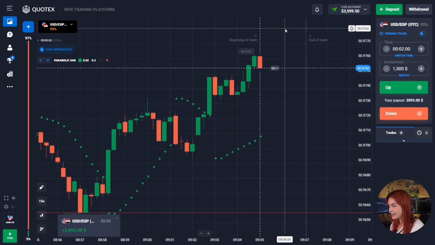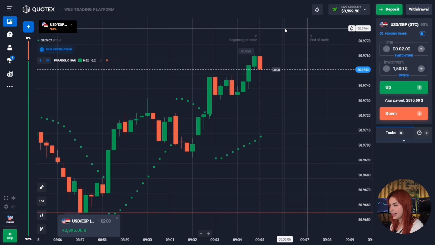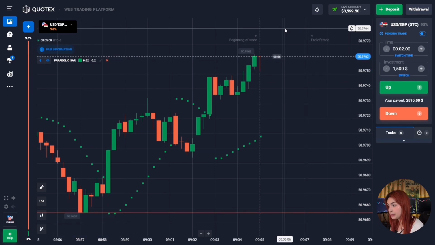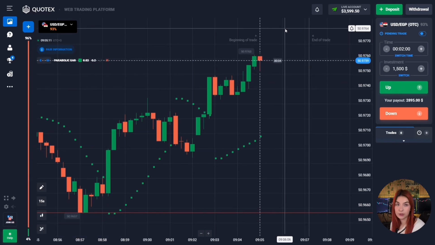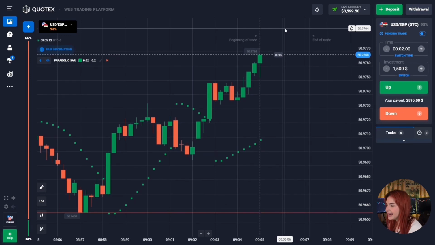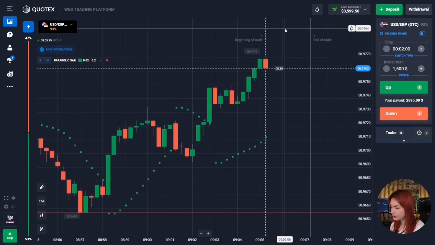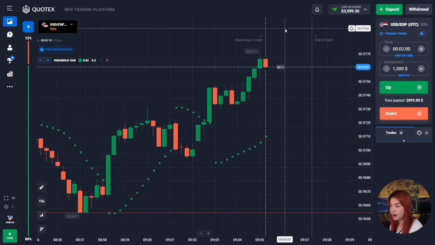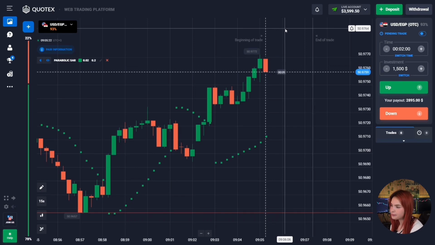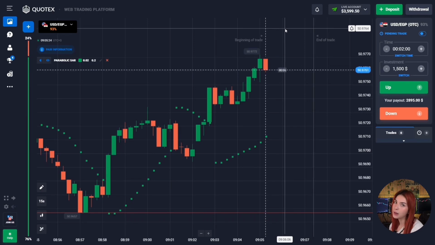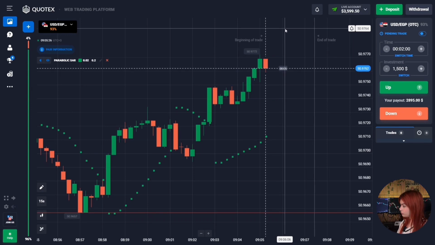So that's pretty good. As you can see, the price entered the consolidation zone, but then it went up and our deal closed above our entry point. Guys, I was able to earn money here. Thus we already have $3,500 on deposit, and as you can see, we are confidently approaching our trading goal today.